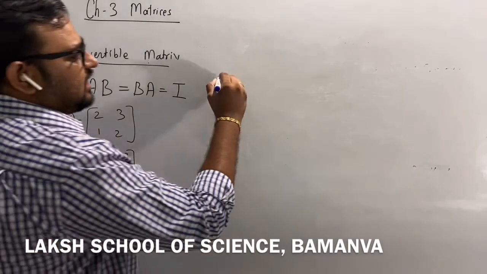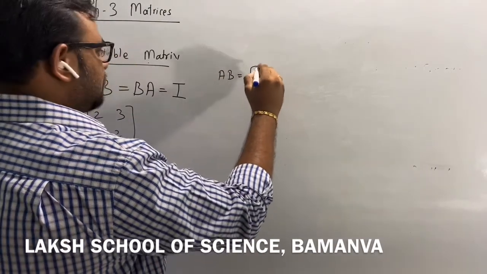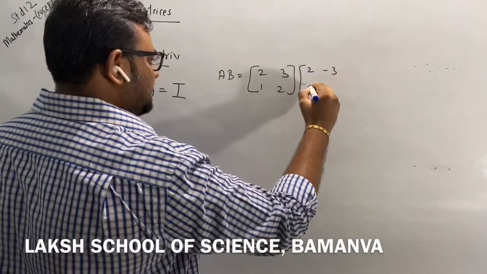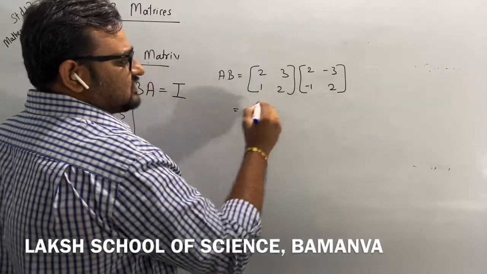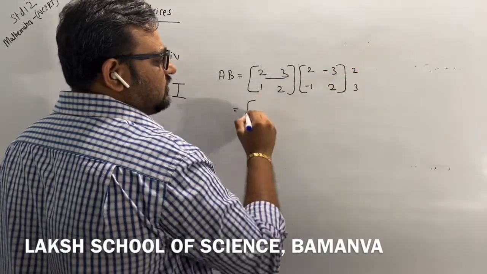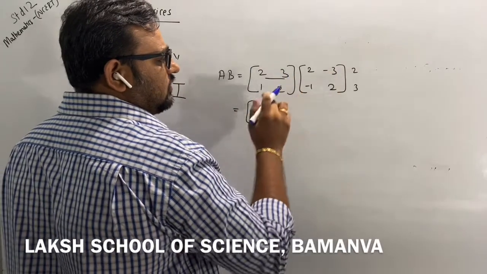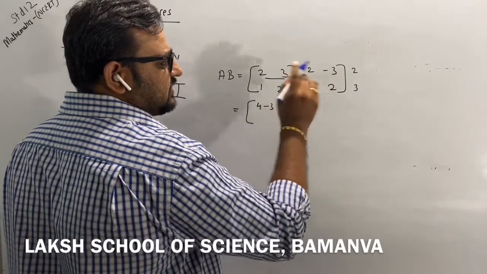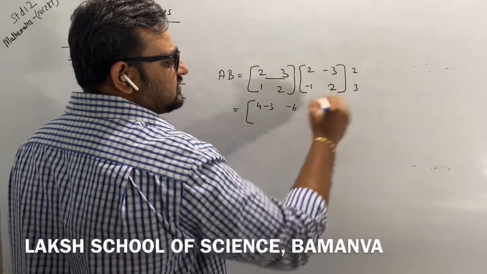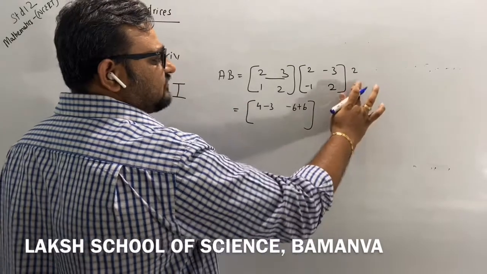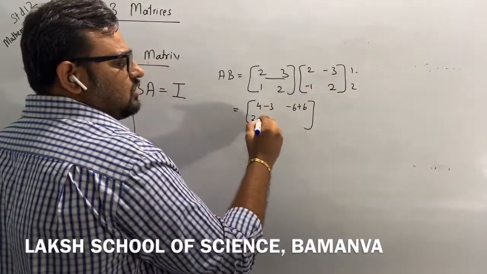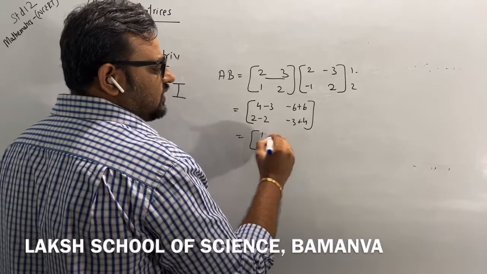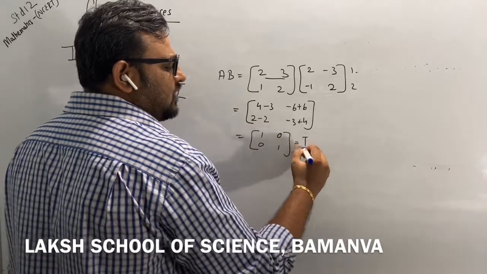Okay, so now let's find AB. That means 2, 3, 1, 2 times B, which is 2, minus 3, minus 1, 2. Let's take the first row 2, 3. 2 twos are 4, plus 3 times minus 1 is minus 3, so 4 minus 3. Clear? Minus 3 into 2, minus 6 plus 6. Now it's time for the second row 1, 2. 1 times 2 is 2, 2 times minus 1 is minus 2; minus 3 plus 4. So this will be equal to 1, 0, 0, 1. So this is equal to I.